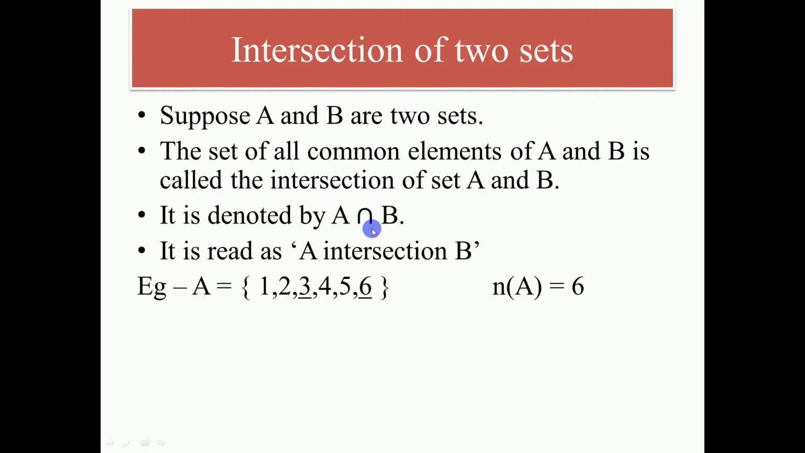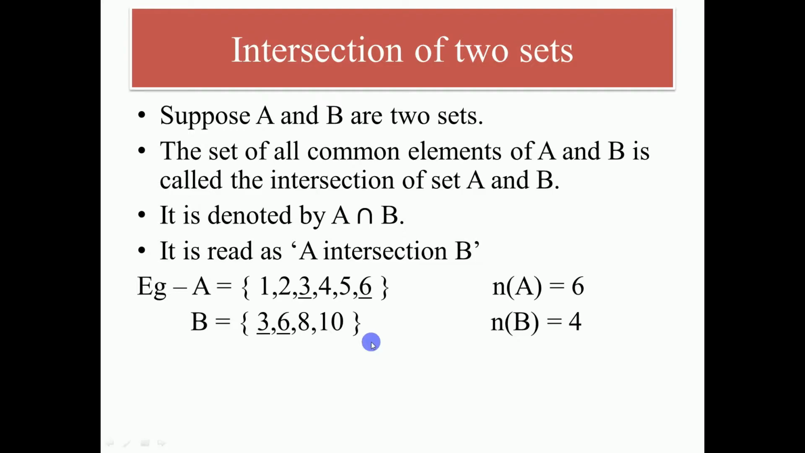Suppose you have a set A having elements 1, 2, 3, 4, 5, 6, and what is this? This is read as the number of elements of set A. As you can see, there are 6 elements present in this set, so I can write n(A) is equal to 6. Consider the next set B having elements 3, 6, 8, 10. There are 4 elements in this set, so the number of elements of set B, n(B), is equal to 4.